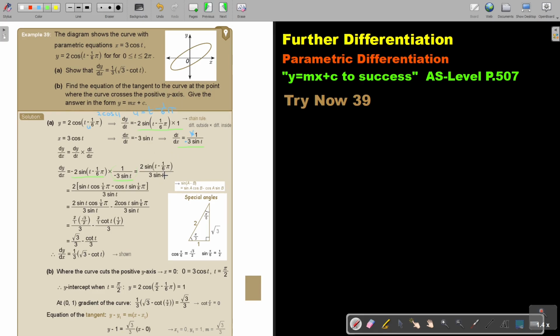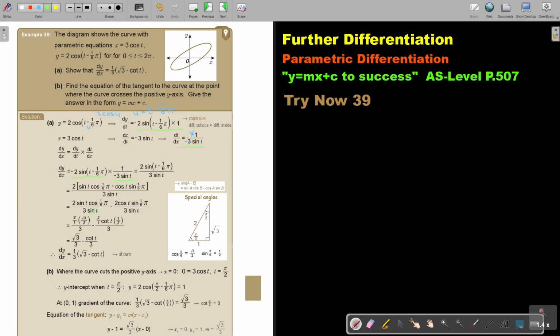And then don't forget your chapter 10, further trigonometry. This is again a compound angle, so I can break it up. There I showed you. So it's sin t cos 1 over 6 pi and cos t sin 1 over 6 pi. Then I can just multiply this 2 in and break it up into the separate denominators.